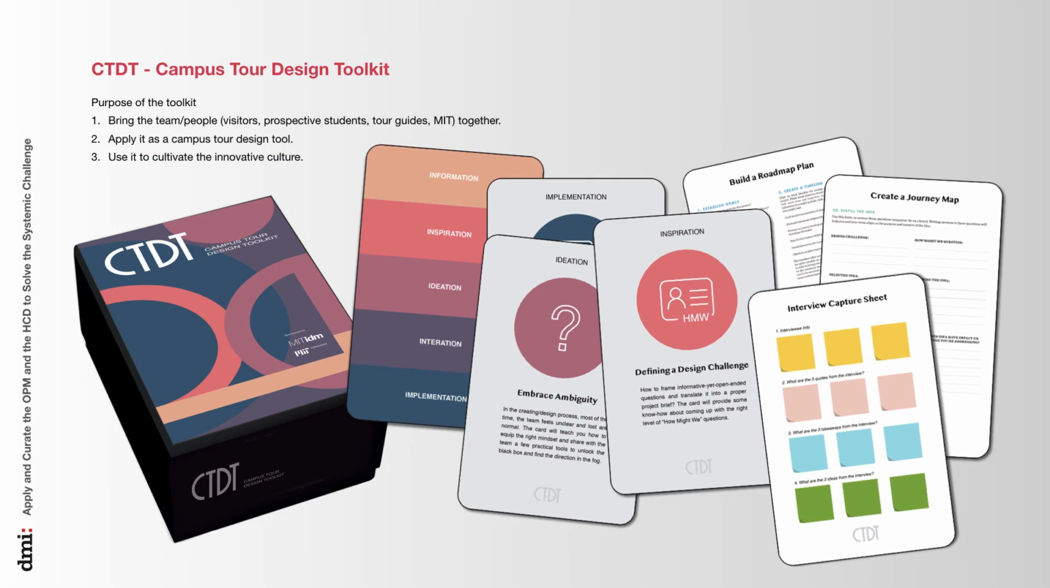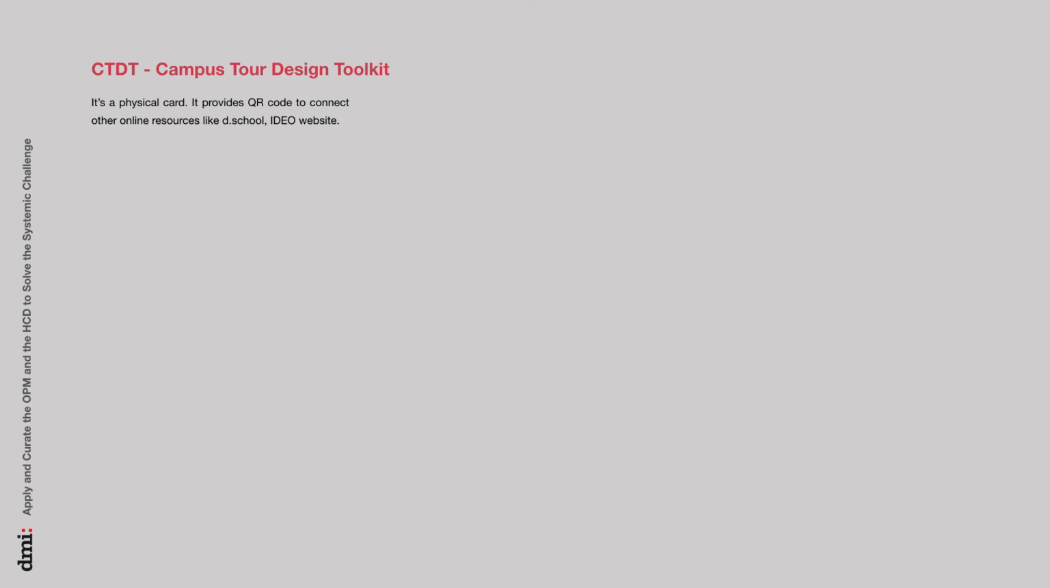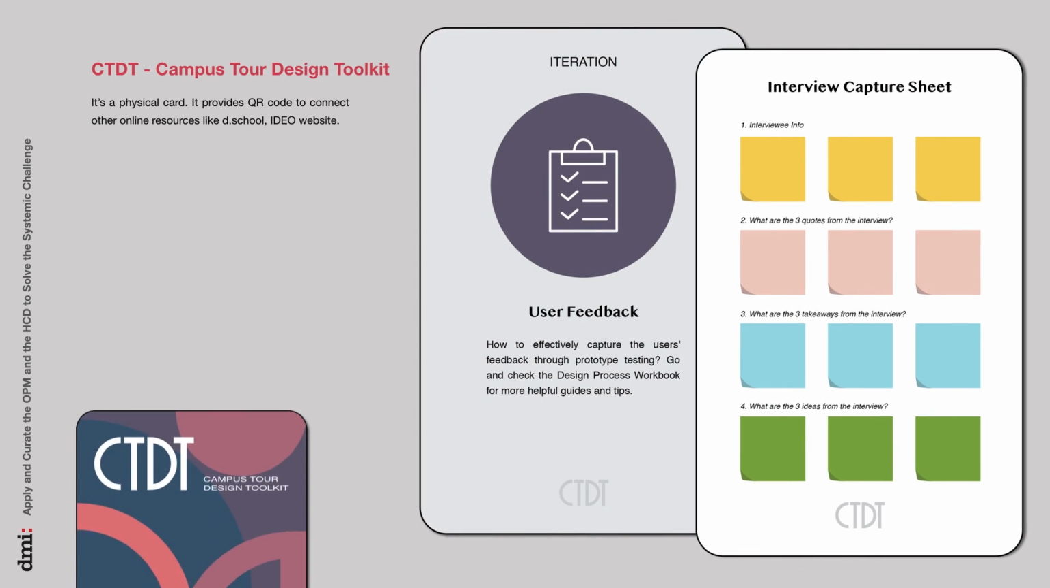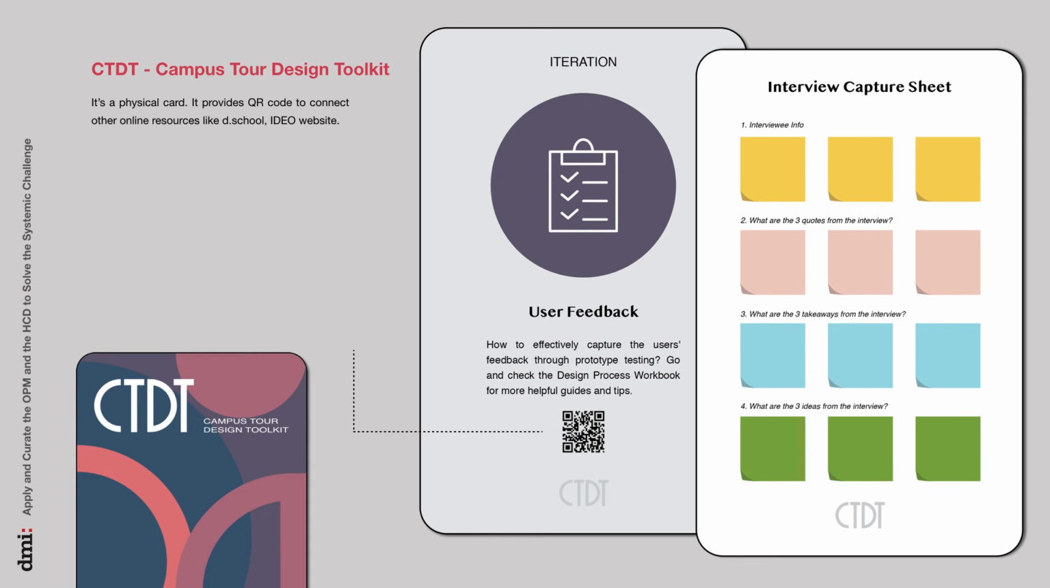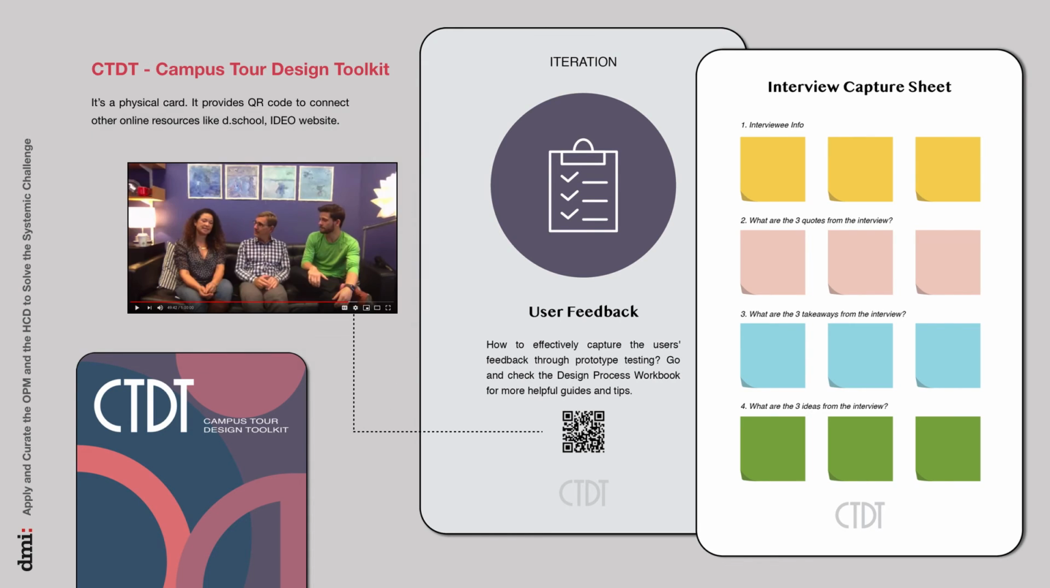The purpose of the toolkit is, first, to bring the team or people together, including the visitors, prospective students, and tour guides. The second purpose is to apply it as a campus tour design tool. And the last purpose could be to use it to cultivate the innovation culture. So these are three purposes for this toolkit. It's a physical card. It provides a QR code to connect to other online resources.